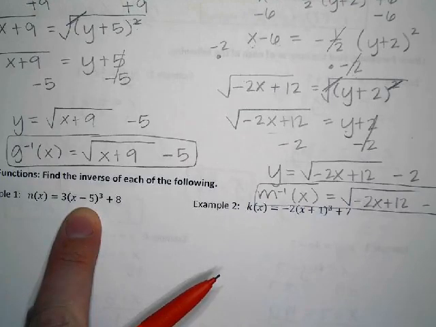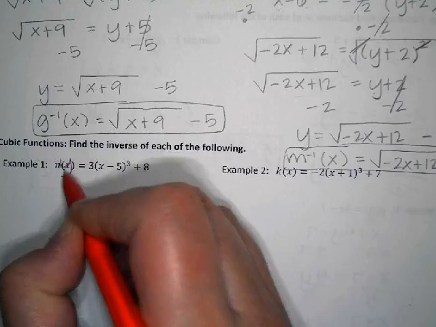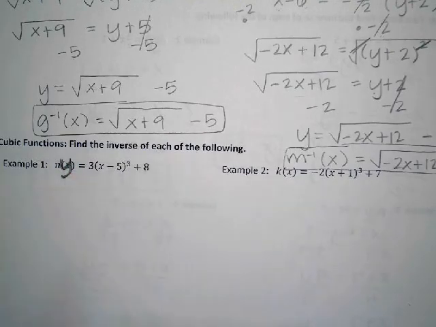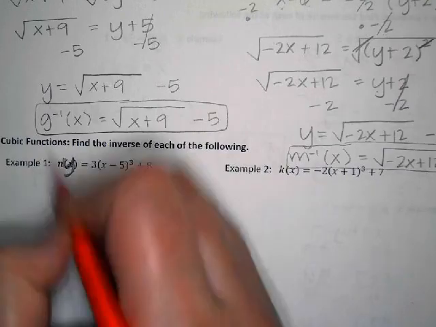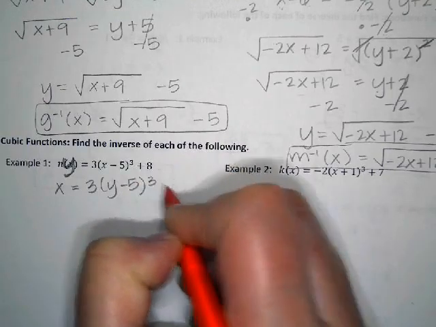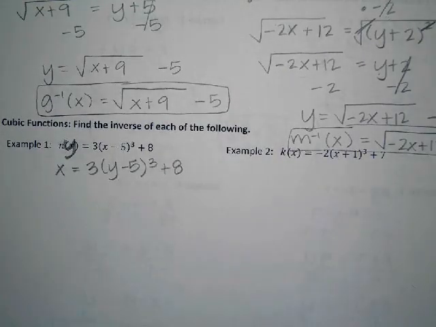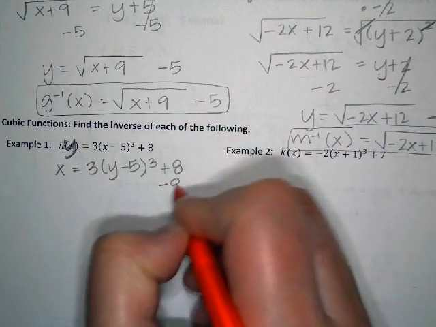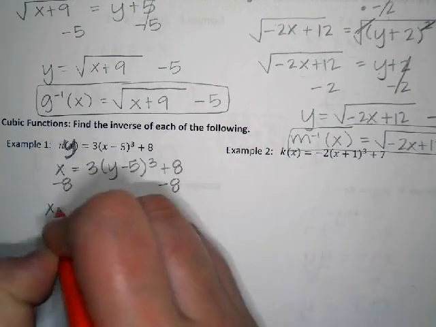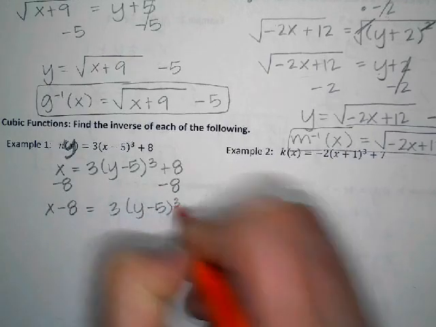So the n of x, this is the y value, right? Okay, so our first step is to do what? Switch the x and y. Okay, what should we do after that? Not divide by 3. Subtract the 8 first, okay. He was testing, he just wanted to make sure we all knew. Then you divide by 3.